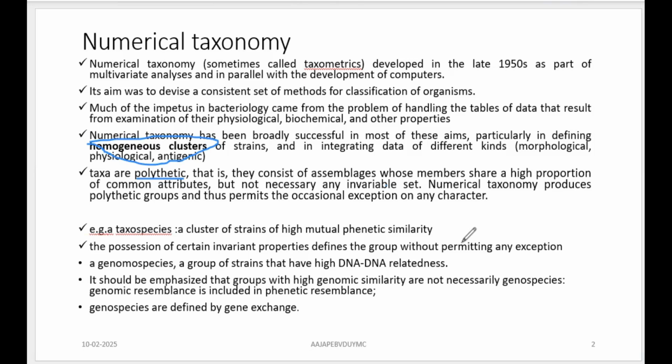Now, when it comes to the term genomospecies, it is a group of strains that have high DNA relatedness. So genomo refers to genome, all right? So this is how the terminologies go. And of course, it should be emphasized that groups with high genomic similarity are not necessarily genospecies. Genomic resemblance is included in phenetic resemblance, similarities, right? So when we talk about genospecies, it is defined by gene exchange, and genomospecies is defined by relatedness in DNA. These are the two different things to be remembered. Right. Now we go to the next slide.